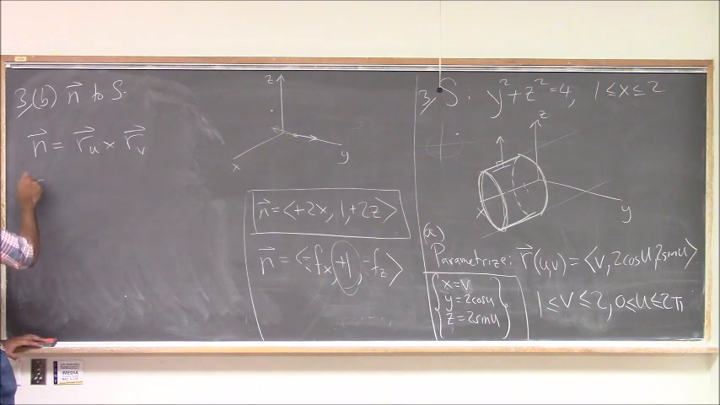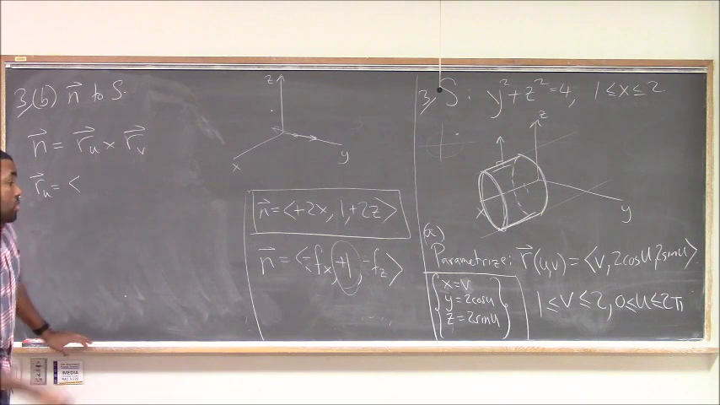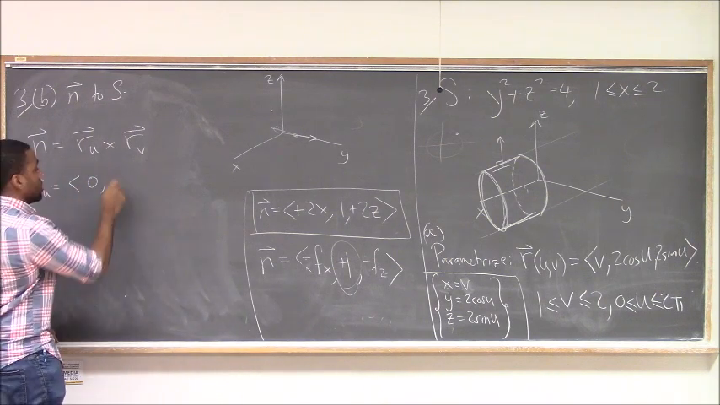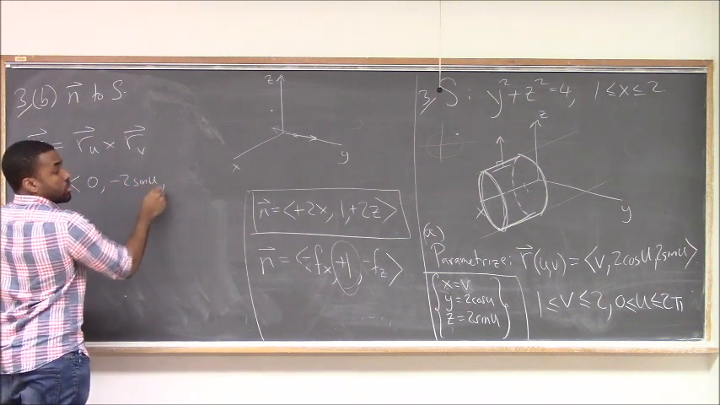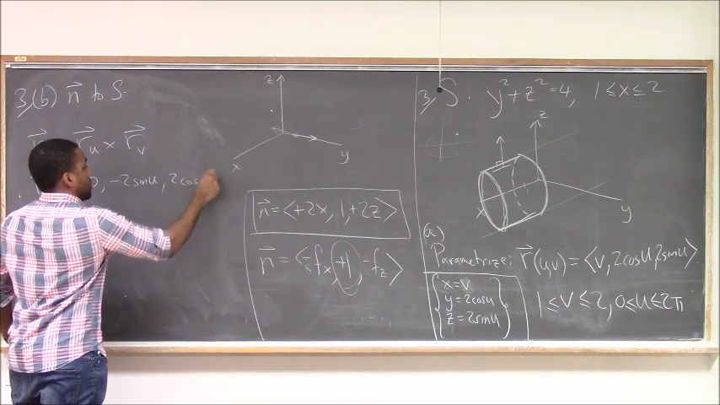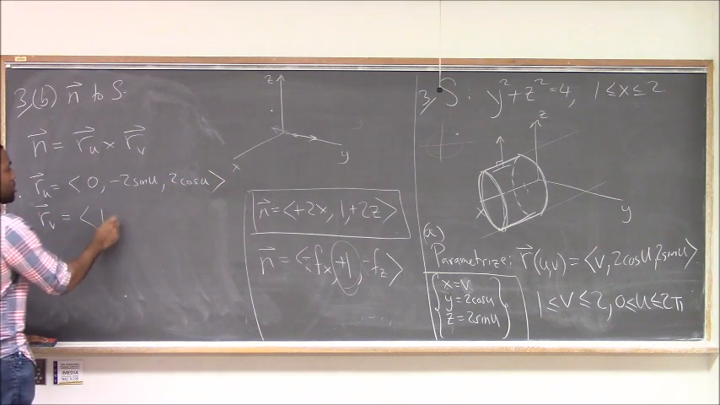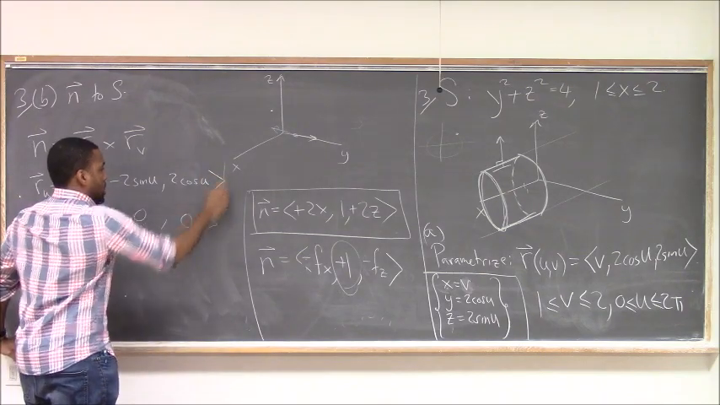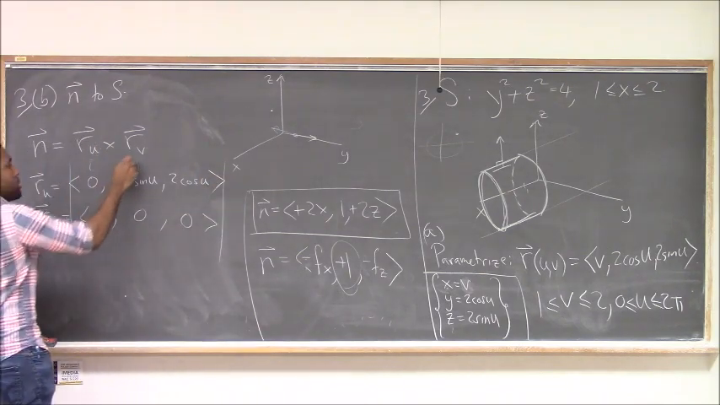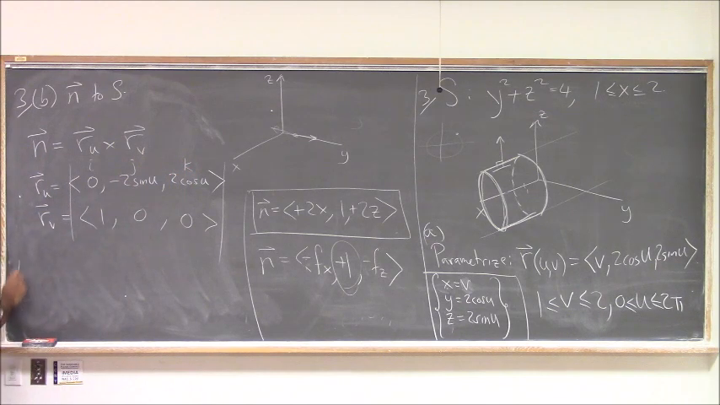So find r sub u. This would be 0, negative 2 sine, 2 cosine. And r sub v: 1, 0, 0. And now we're going to take the cross product. So we're going to set up that ijk, and our n is going to be that result.